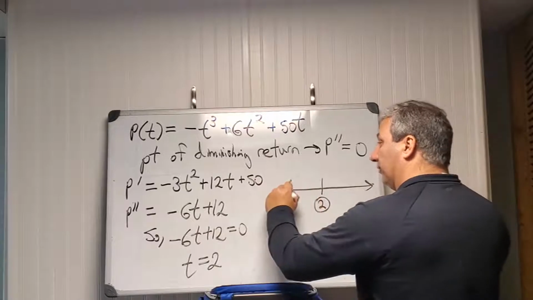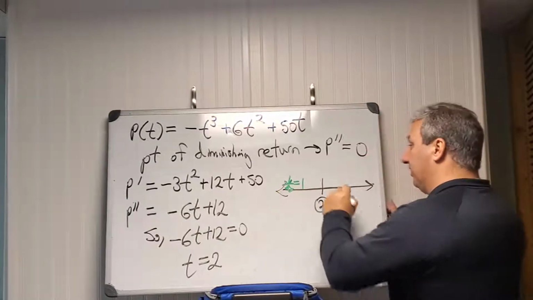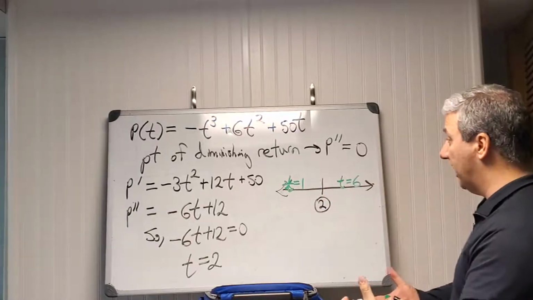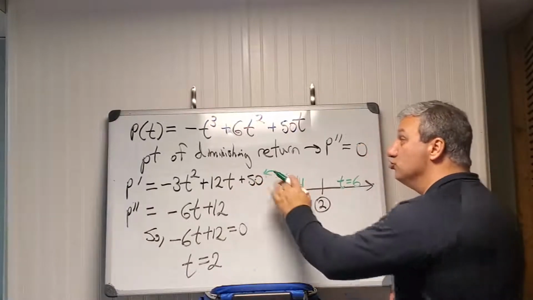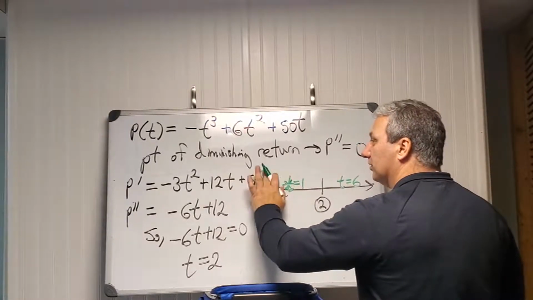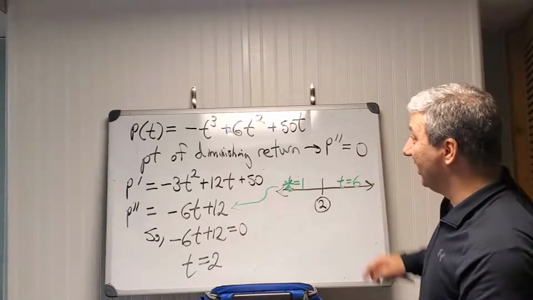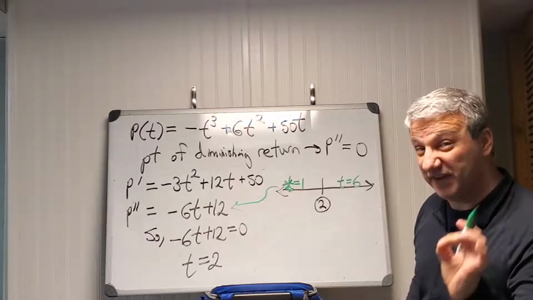I pick a number before 2, like 1, and I know I just made that x, let's make it t. Pick a number after 2, like 6. What do I do now? Now I plug them into the derivative. I apologize, I plug them into the second derivative. Remember, we're analyzing the point of diminishing return. Please, everything goes into the second derivative.